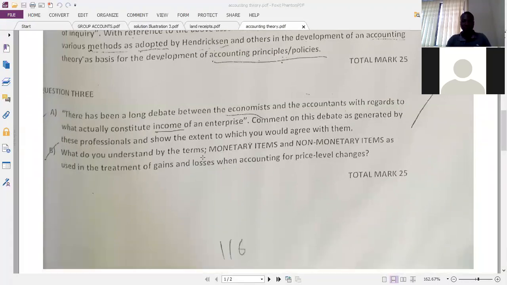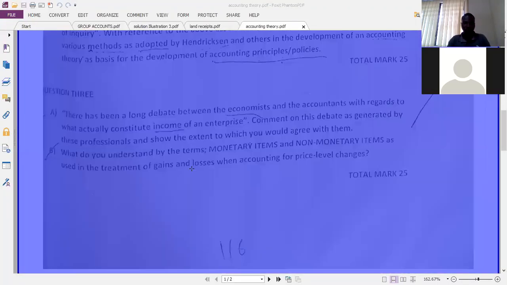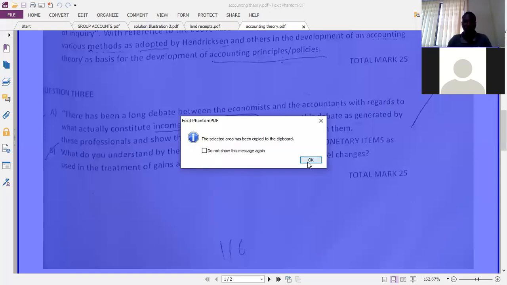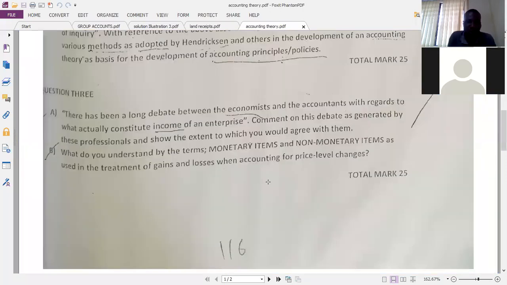Now, let's look at the next question. There has been a long debate between the economists and the accountants with regards to what actually constitutes income of an enterprise. Comment on this debate as generated by these professionals and show the extent to which you agree with them.